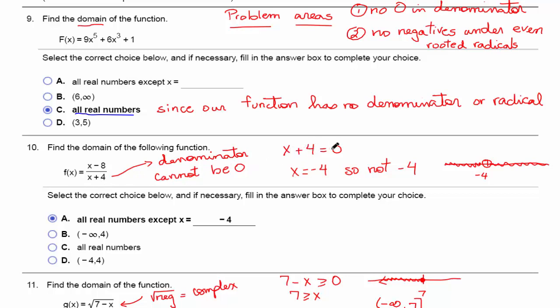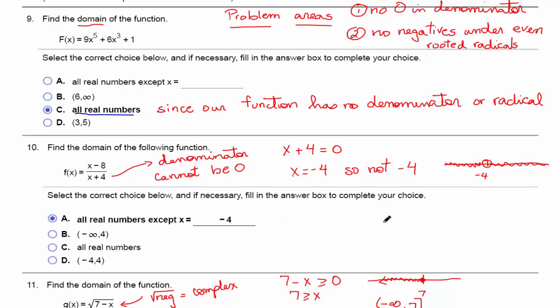Well, x plus 4 is 0. That would mean x is minus 4. So I cannot have minus 4 in my domain, so I remove it. But it's the only number that makes it 0, so I can use everything else. And they wrote it this way, all real numbers except minus 4.